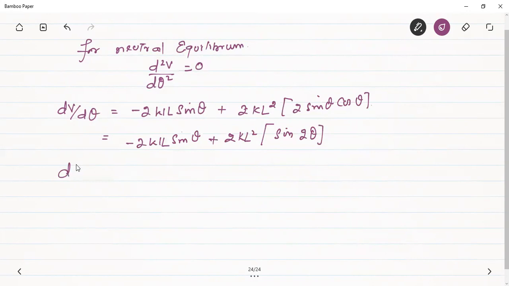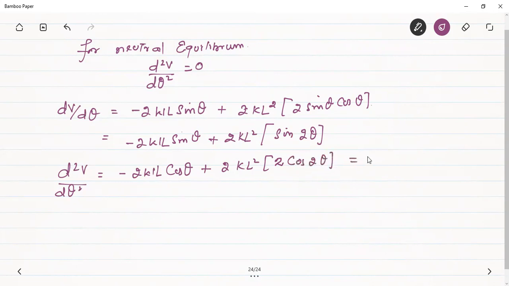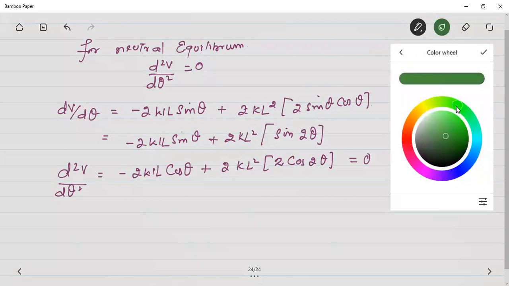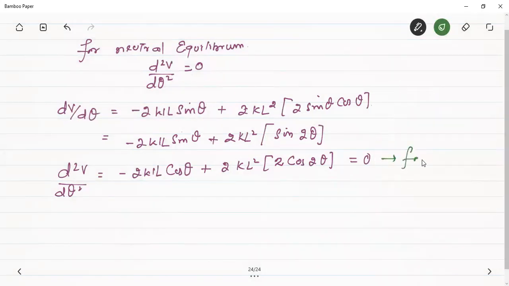Now we can calculate the second derivative. Differentiating this again, we'll get the second derivative of the potential function with respect to theta, and that will be equal to minus 2wl cos theta plus 2kl square. The derivative of sine 2 theta will be cos 2 theta, and the internal differentiation of 2 theta will be 2. Therefore, twice cos 2 theta. So for neutral equilibrium, this has to be 0.